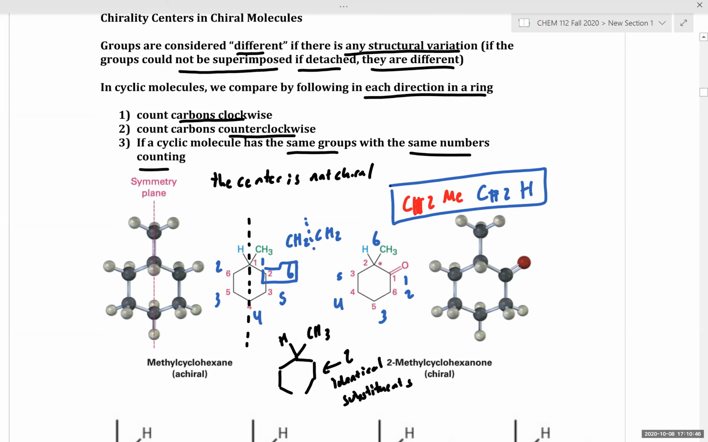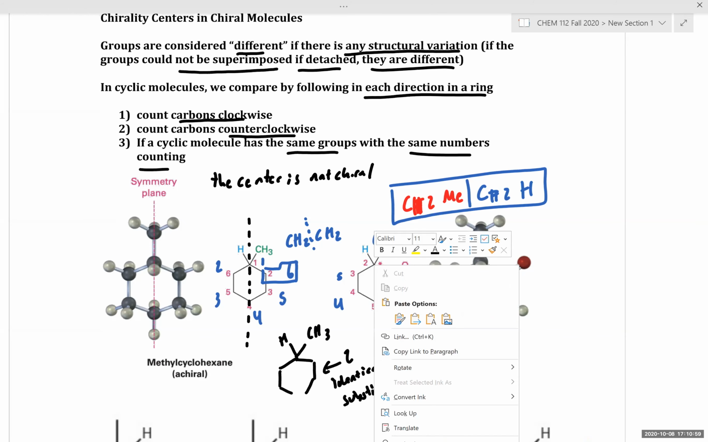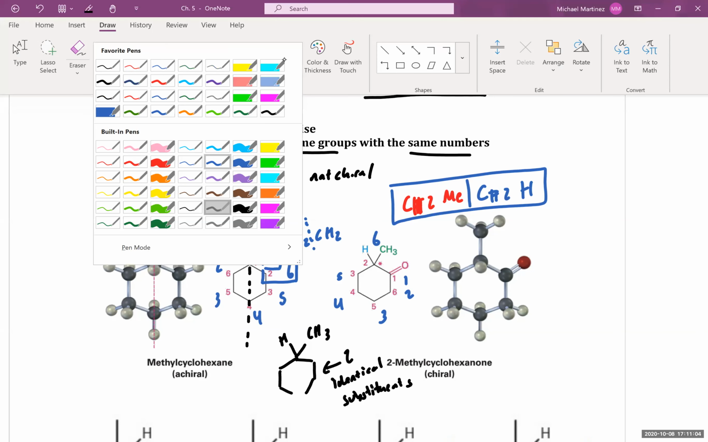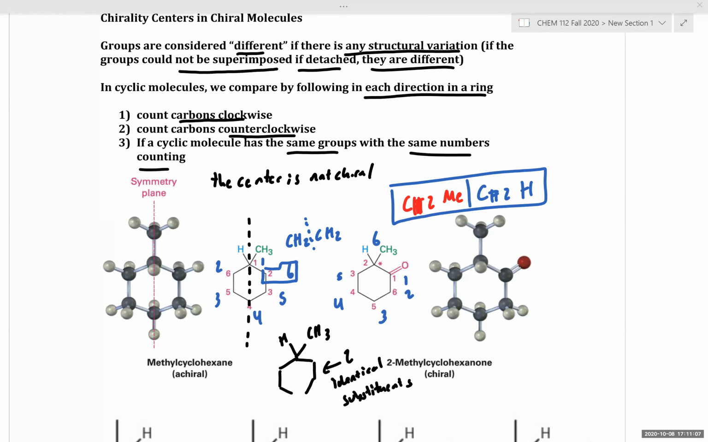Because we have different substituents at the same carbon counting number, that implies that our two substituents attached to this carbon are different. And as a result, this center would be a chiral center. This is pretty straightforward to see if you draw it out. There we go. And we can clearly see that this molecule possesses a chiral center because the two substituents are clearly different.